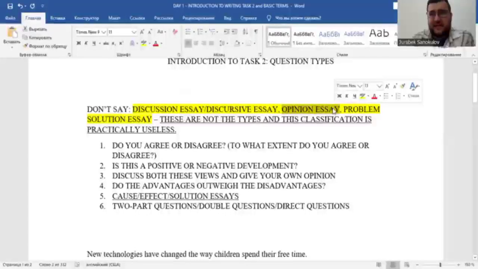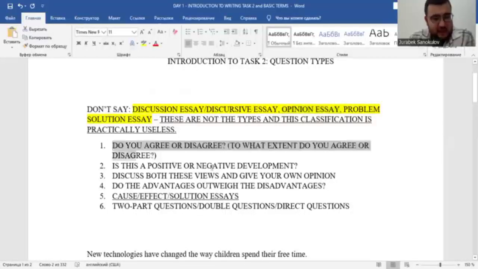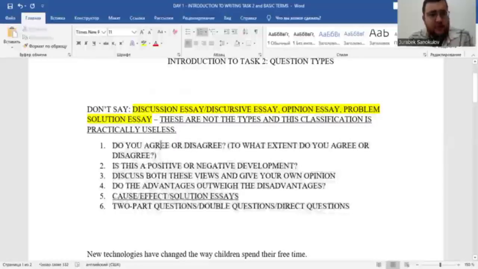I said that saying opinion essay doesn't make sense because every single question here, look at this, do you agree or disagree? It's asking your opinion. Is this a positive or negative development? Again, it's asking your opinion because some people might say that a particular development is a negative development, and some other people may say that it's a positive development, right? So it's all about the perspective, it's just a matter of opinion, right?